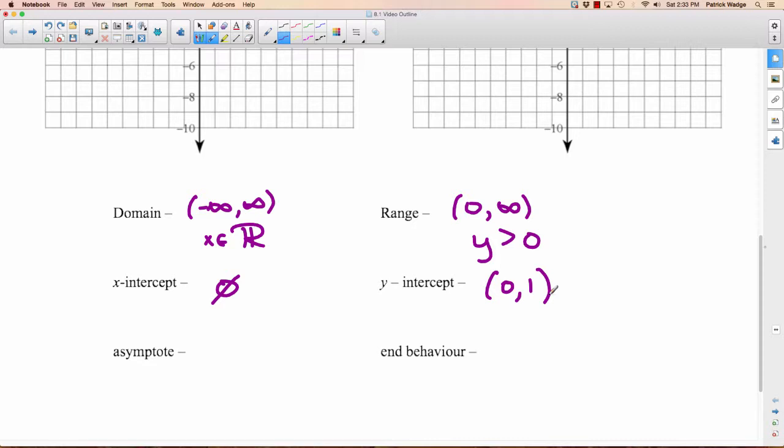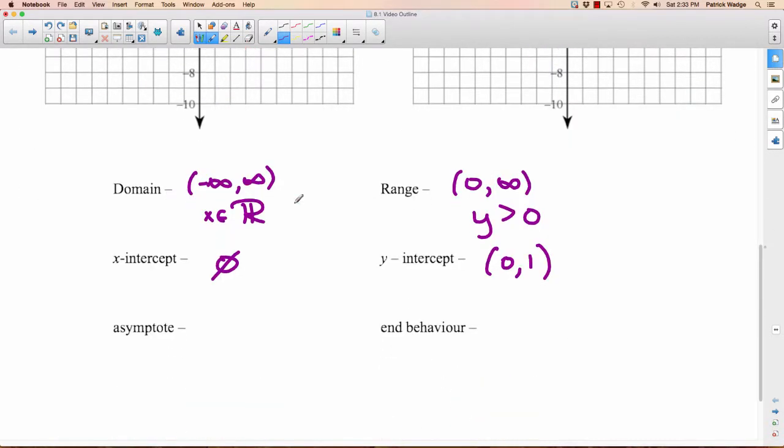Asymptote. Was there an asymptote? Yes, there is. It's at the x-axis. So you could just put x-axis. What's the equation of the x-axis? It's y equals 0. And the end behavior, remember that is?